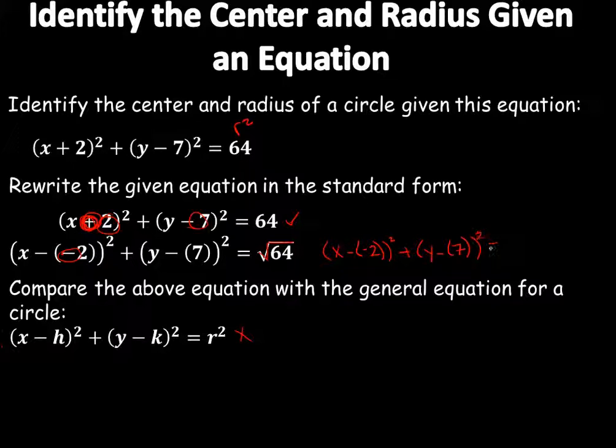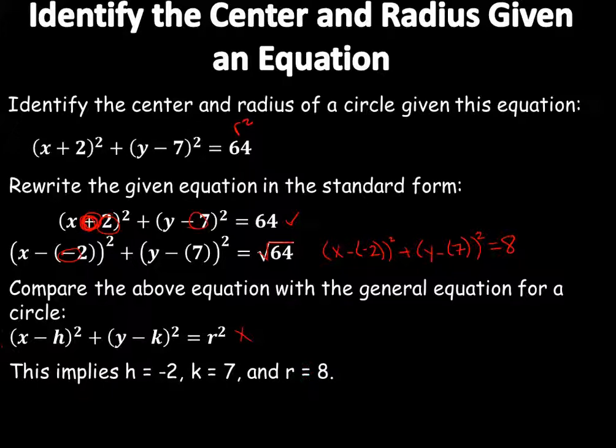Let me put that squared. And then the square root of 64 is going to be 8. If AE is 5x plus 6, 5x plus 6. So, based on comparing the equation, h is going to be negative 2, k is going to be 7, and the radius is going to be 8.